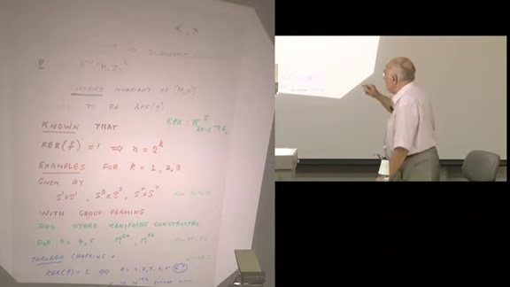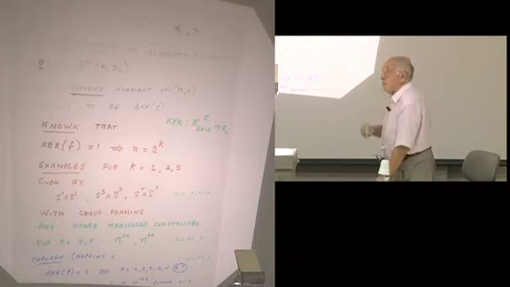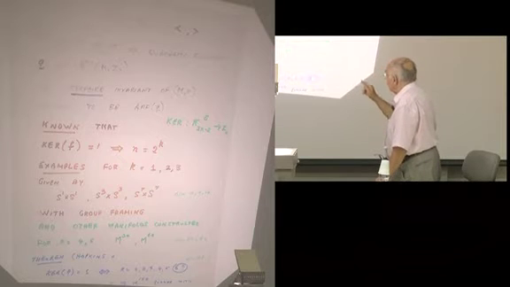Now, other examples of manifolds with Kervaire invariant 1 have been constructed, and they were constructed when k is equal to 4 and 5, the next 2.